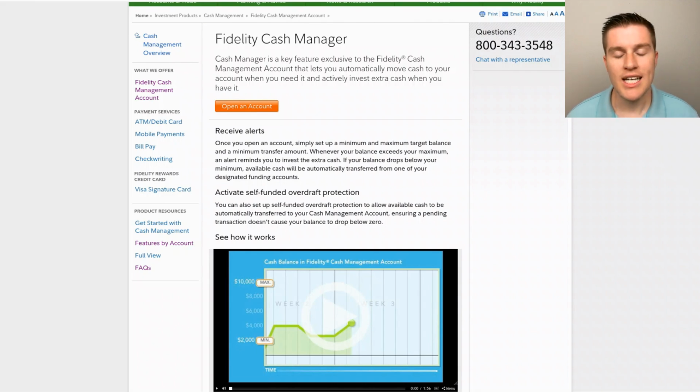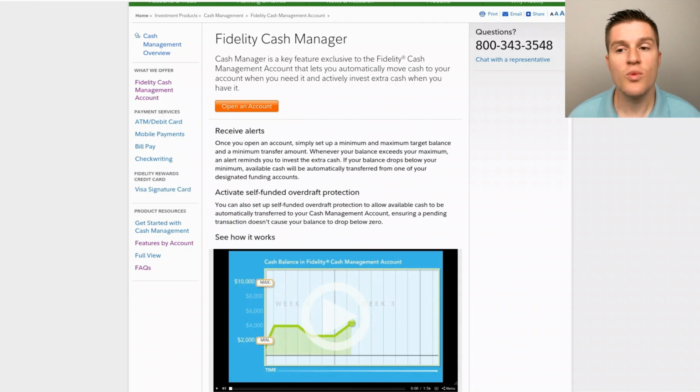The second one is the max feature. Let's say you have too much cash in your account and you don't like having that much cash. You want to move it to investing. You want to make your money work for you. So what it's going to do is send you an alert that says, hey, you have this money, and it gives you the option to move it over to a brokerage account, or you can invest it in the account there.